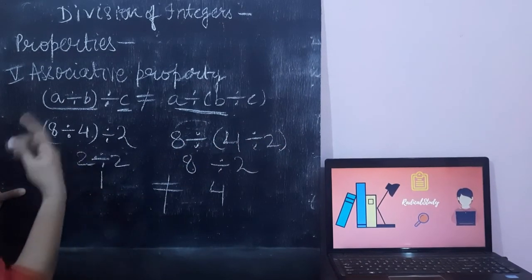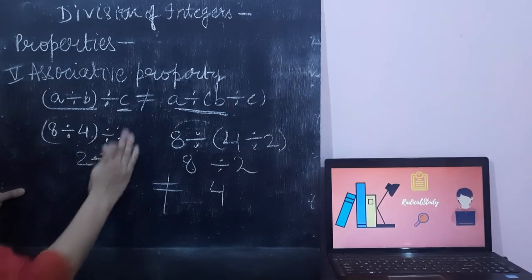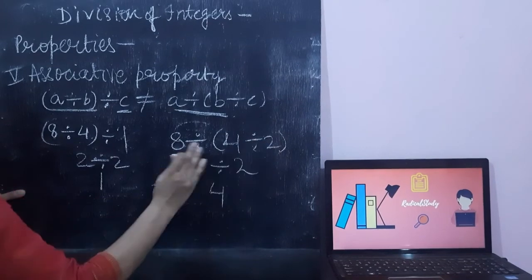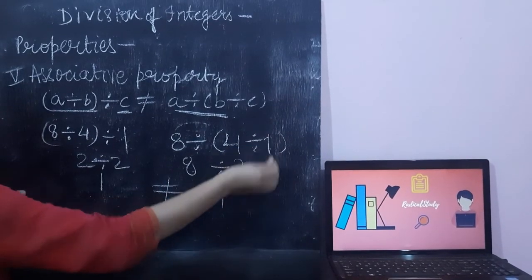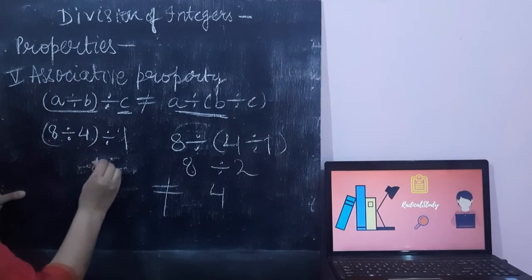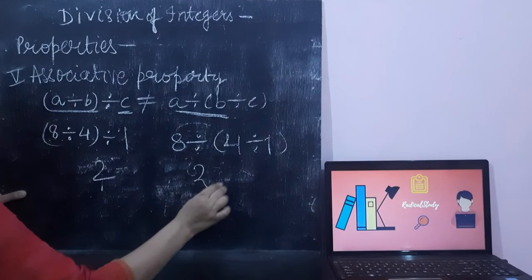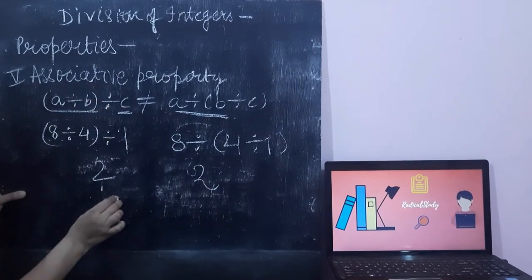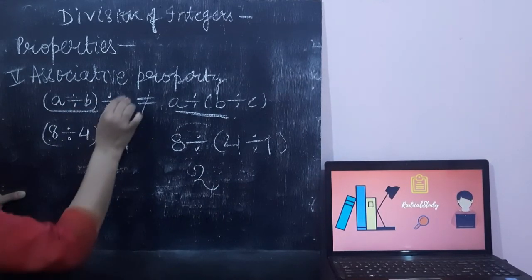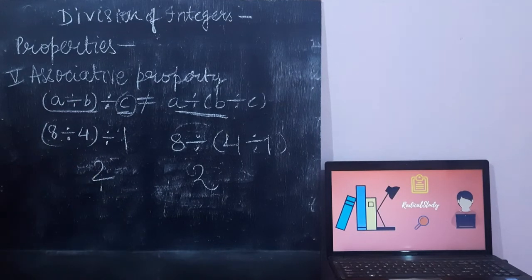But when we take the value of c as 1, the answer will be the same. You can see I have taken 1 here and I have taken 1 here. So 8 divided by 4 is 2 and 8 divided by 4 is 2. So the associative property follows only in one condition, when c is equal to 1. When c is not 1, the associative property does not follow.